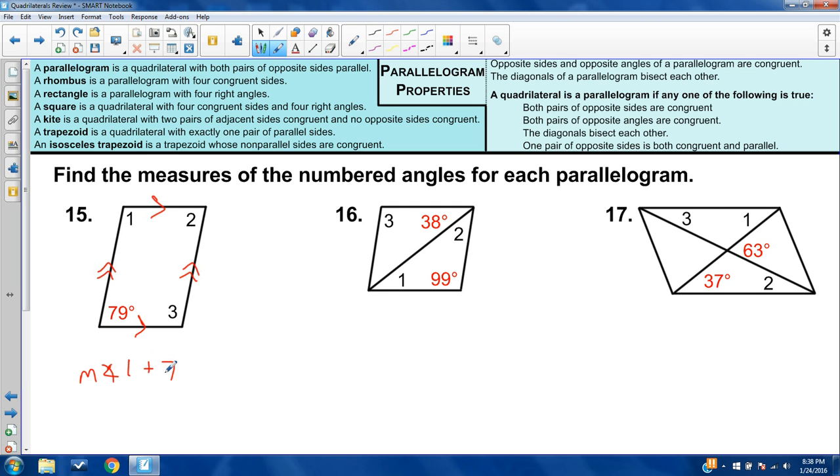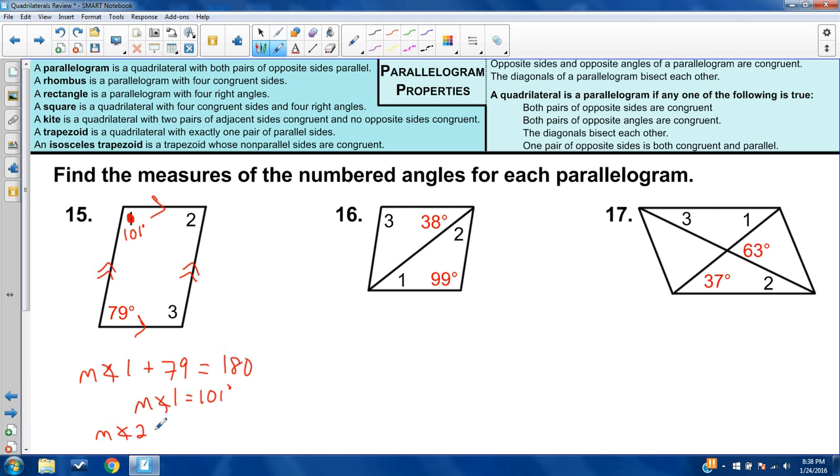So I could, without even knowing the opposite angles were congruent, check this out. Measure of angle 1 plus 79 degrees should equal 180. They are supplementary because they are same side interior angles with those parallel lines. Subtract 79, the measure of angle 1 is going to equal 101 degrees. Okay? Now that I know this is 101, guess what? Now I have angle 1, or 101, and angle 2 are same side interior angles from these two parallel lines and this transversal.